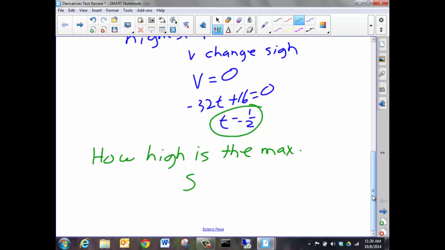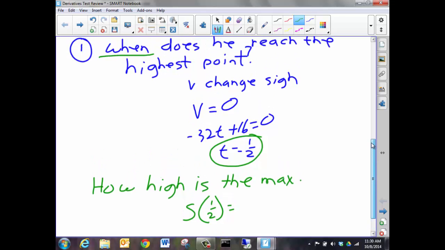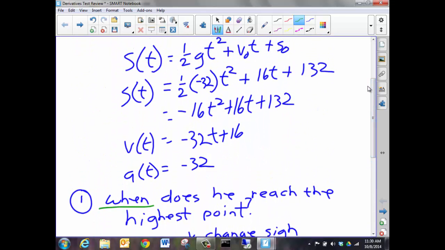So we would plug it in the original equation for t, we just plug in 0.5. Yes. How high is asking for position? We want to know the position when? At its maximum. So we want to know how high is saying the position at 1/2 second. So we're going to put 1/2 into the position function. Okay? Y'all comfortable with that? Into the position function. S is our position function.